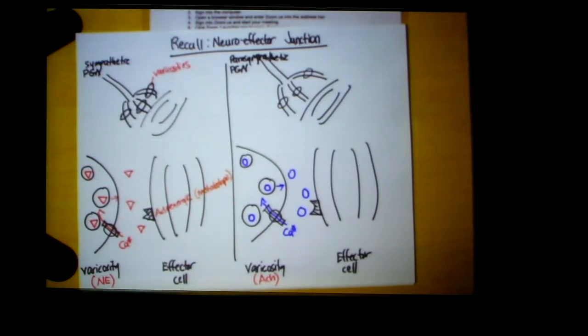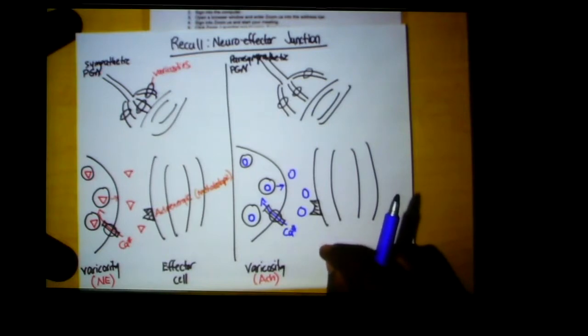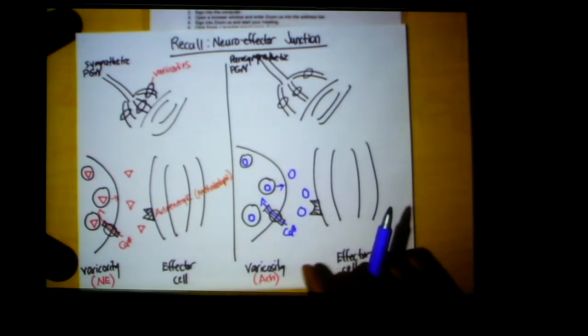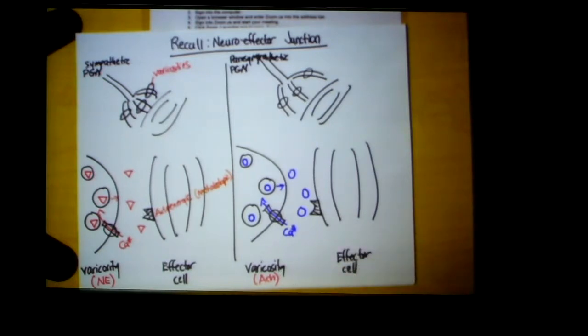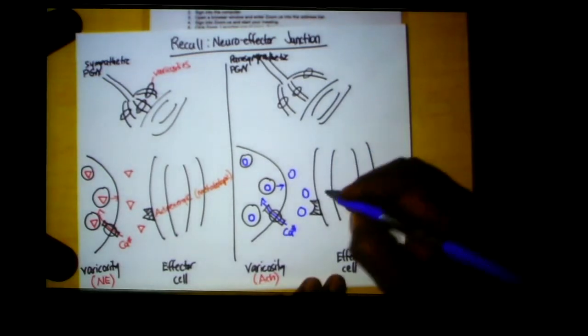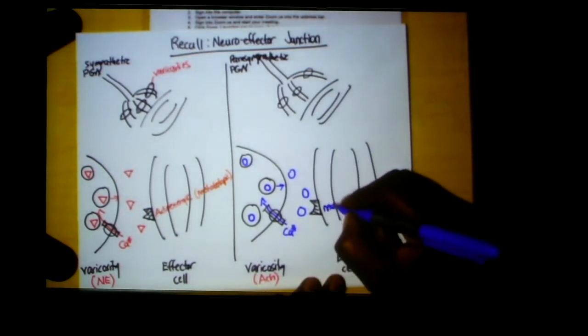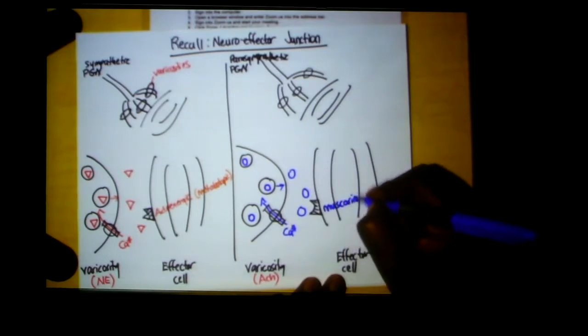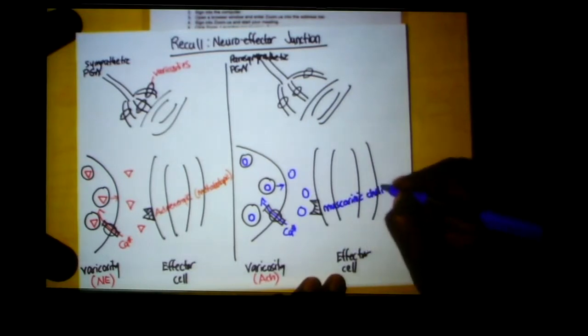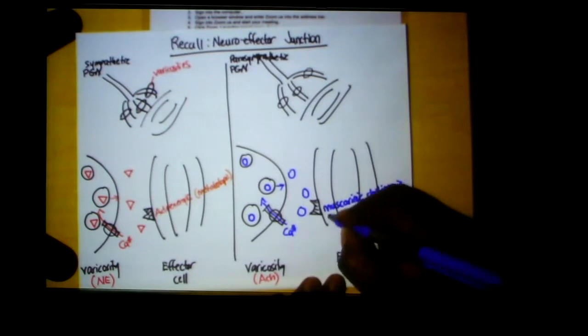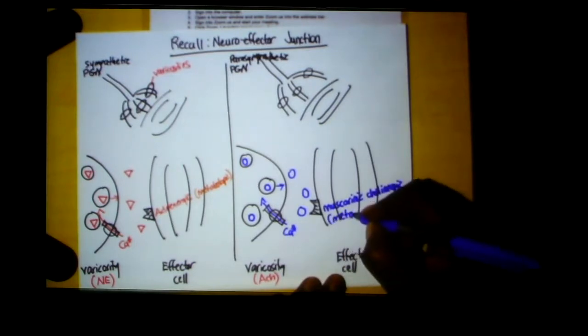I think I'm hearing it. Not ionotropic. If it's not ionotropic, then it's metabotropic. But what else can we say about the subtype of cholinergic? Okay, so this is going to be a muscarinic cholinergic receptor, which is also a metabotropic receptor.